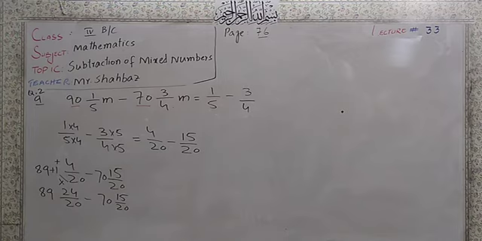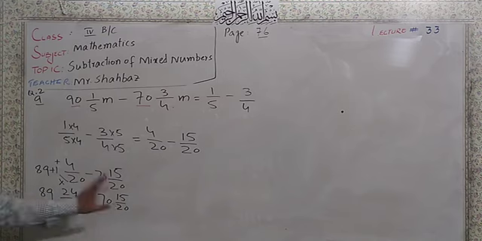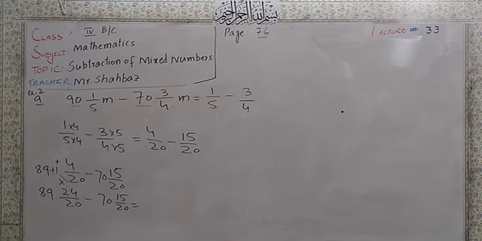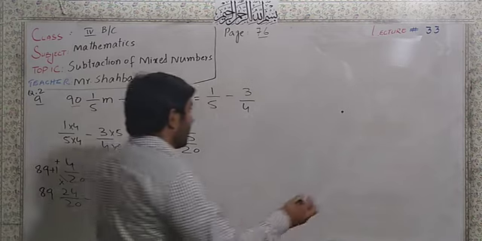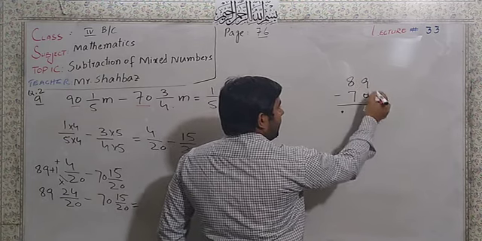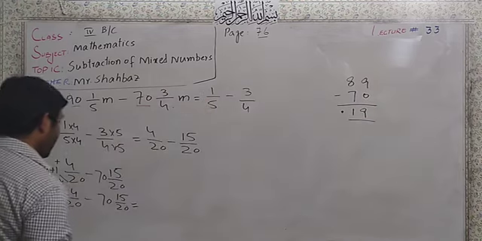75/20. Now we can subtract 24 minus 15 and also you can do 89 minus 70. Whole number subtract with whole number and fraction we will subtract with fraction. So here what will be the answer? 89 minus 70, what will be the answer? 89 minus 70 in rough. 9 minus 0 will be 9. 8 minus 7 will be 1. 19 will be the whole number.